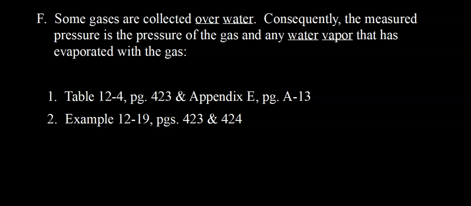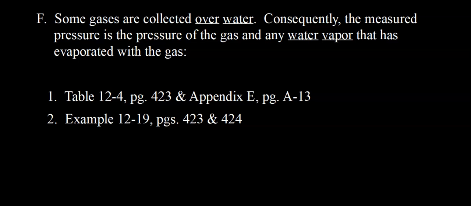So if you go to page 423, you'll find a table of vapor pressure of water at different temperatures. First of all, notice as the temperature of water increases, so does the vapor pressure. Hopefully that makes sense. As the temperature increases, the rate of evaporation increases, and therefore the vapor pressure of the water will also increase. So we'll need those values. If it's not in that range, there's a table in the back of the book that has more vapor pressure of water at different temperatures.